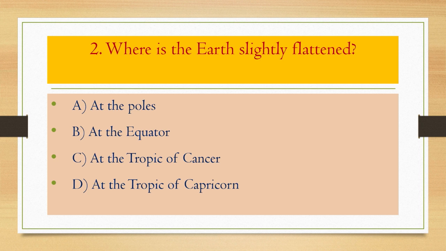Next question. Where is the Earth slightly flattened? A, at the poles; B, at the equator; C, at the Tropic of Cancer; D, at the Tropic of Capricorn. The flattened area you will find at the North Pole and South Pole. So near the poles we will find a flattened area. The correct answer is at the poles.